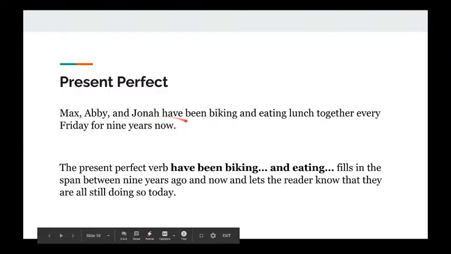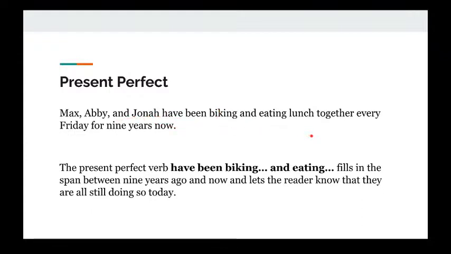So here is the sentence in the present perfect. Max, Abby, and Jonah have been biking and eating lunch together every Friday for 9 years now. The present perfect verb have been biking and eating fills in the span between 9 years ago and now being the present, and lets the reader know that they are still doing so today.